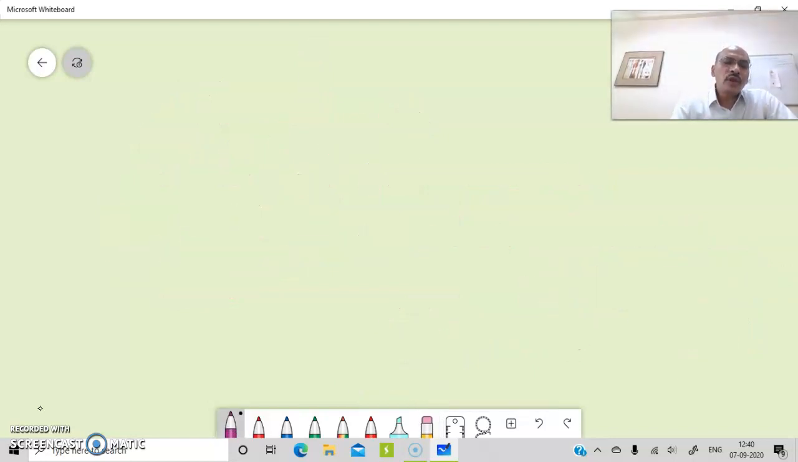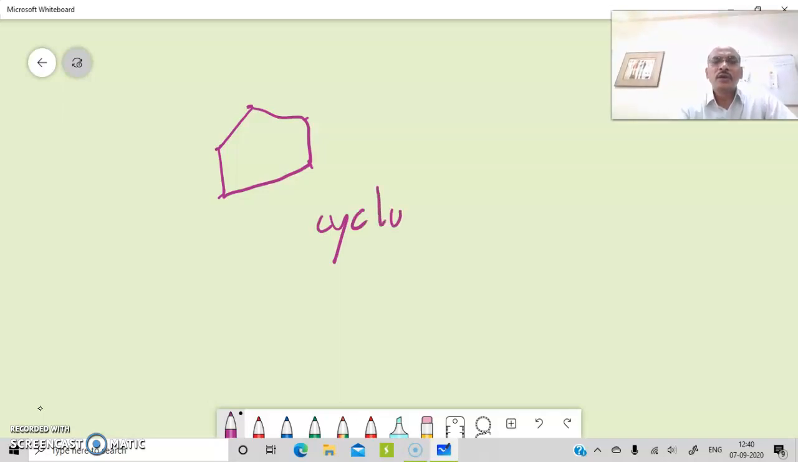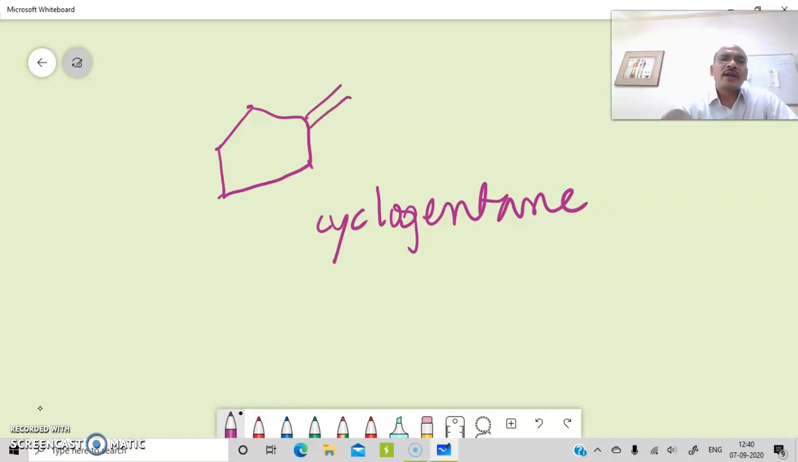Then we will proceed to alicyclic or cyclic ketones. Here suppose I am writing one molecule of 5 carbon atoms. So 1, 2, 3, 4, 5 corners, so 5 carbon atoms. So it is cyclopentane. The parent alkane is cyclopentane. Somewhere I am writing double bond O, then it will not be cyclopentane. So that E you have to change to ONE. So it will be cyclopentanone.